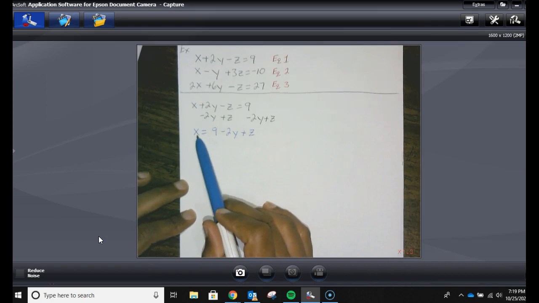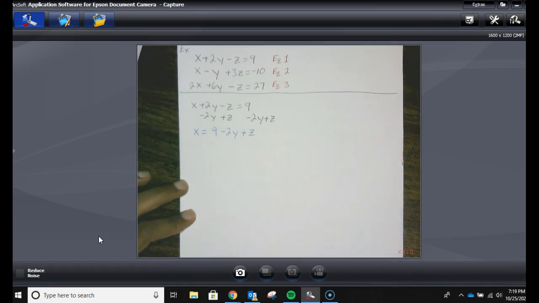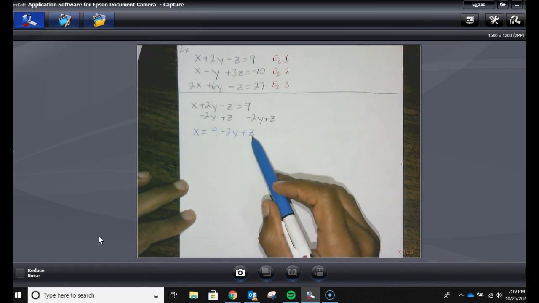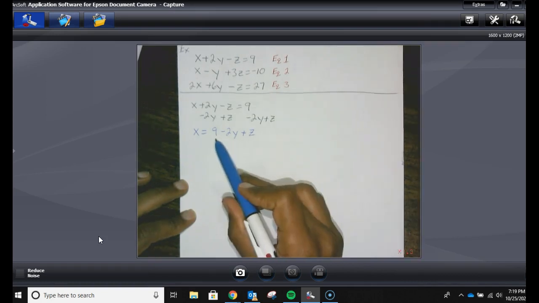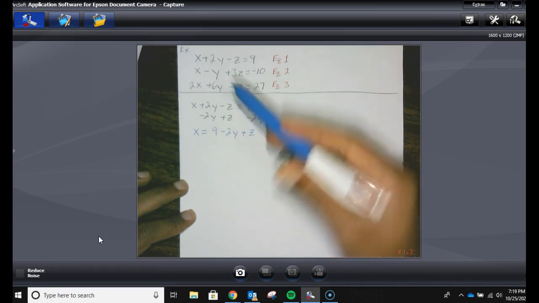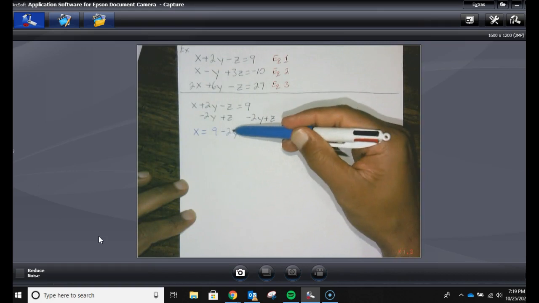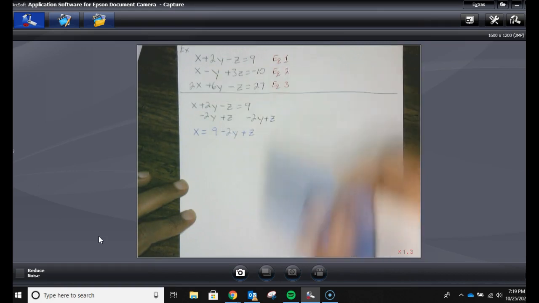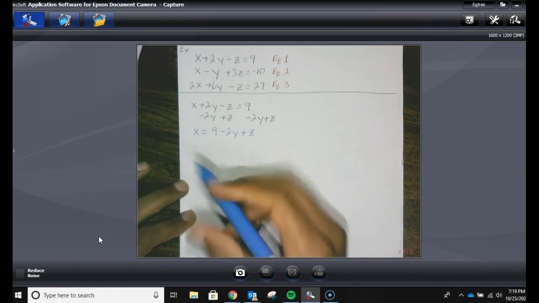So I isolated the x to get it by itself. Now here comes the substitution part. I am going to substitute into the other two equations, equations 2 and 3, what I got for x. I got x is equal to 9 minus 2y plus z. So in place of x here and here, I'm going to put 9 minus 2y plus z and then write the rest of the equation. If I'm talking kind of fast, just replay this and watch it again.